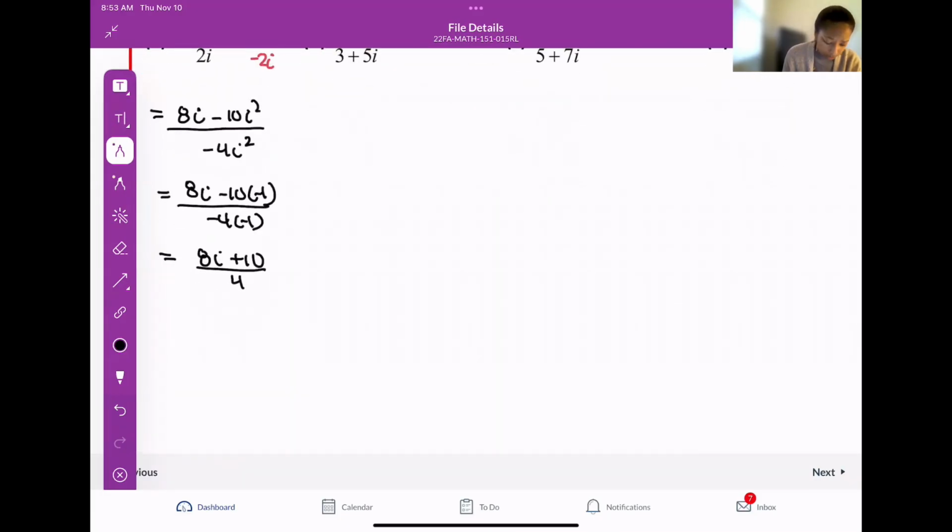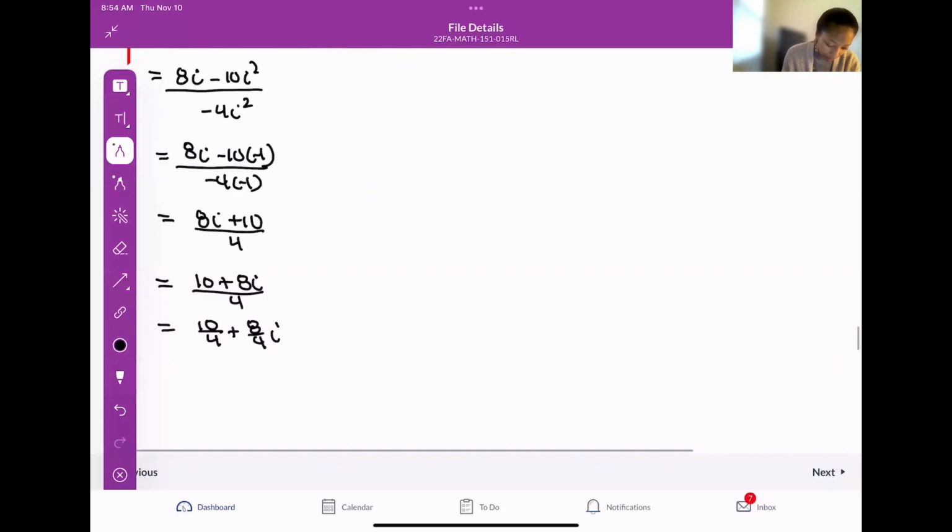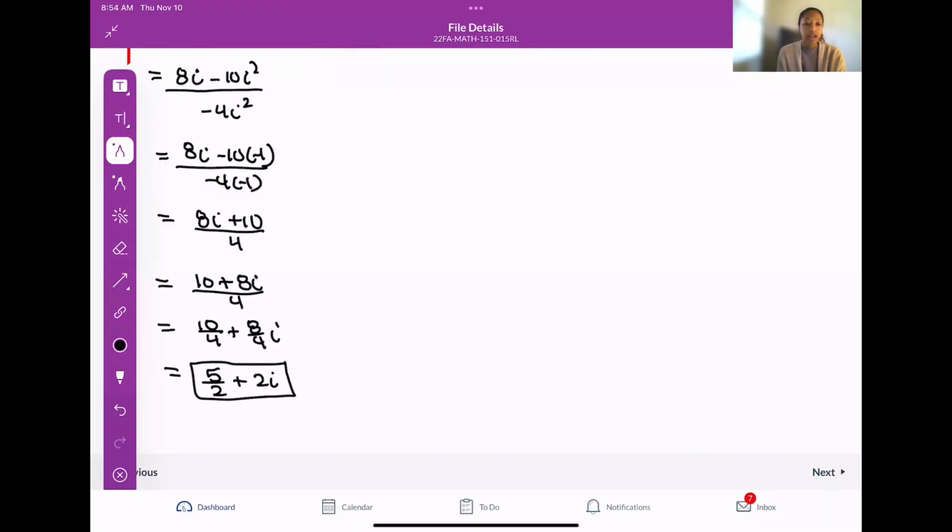And then there's a couple things we can do here. First, we want to break this up into 2 parts. We also want the real part first and then the imaginary part second. And then we also can simplify this a little bit. All of those things need to be done. You can do them in whichever order you want. First, I'm going to rearrange the order. 10 plus 8i over 4. Then I'm going to break this up. 10 over 4 plus 8 over 4 i. And then I'm going to simplify. 10 over 4 is 5 over 2. And then that's plus 8 over 4 is 2, so 2i. 5 over 2 plus 2i is our final answer.